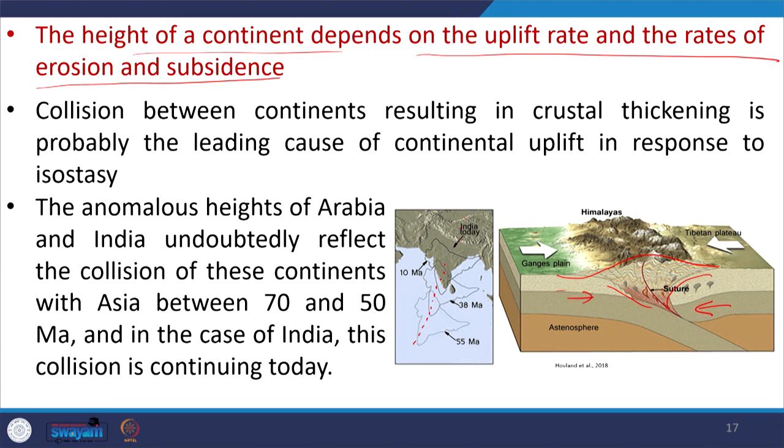Due to this collision and high upliftment, there is an isostatic imbalance. The anomalously high height of Arabia and India undoubtedly reflects the collision of these continents with Asia between 70 to 50 million years ago, and in the case of India, this collision is continuing even today. That is why the height of the Himalaya is increasing, and the northern belt, the Himalayan belt, is acquiring height at present also. And on the other side of the Indian subcontinent, the Eastern Ghat, the Western Ghat, the Satpuras, the Vindhyan, have compensated. This becomes part of the Indian craton.